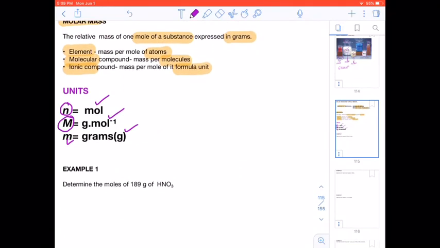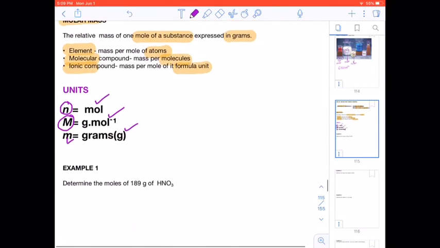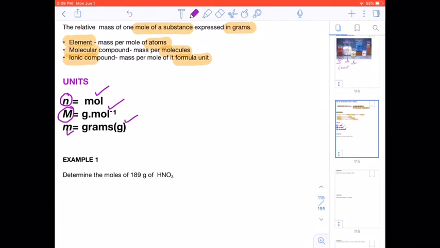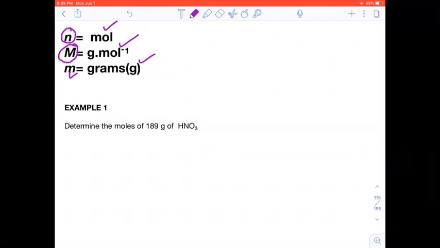So now, let's see if we can apply this particular formula here. It says, determine the moles of 198 grams of nitric acid. If we want to apply that, you'll get that formula on a data sheet. N is equal to mass over the molar mass.